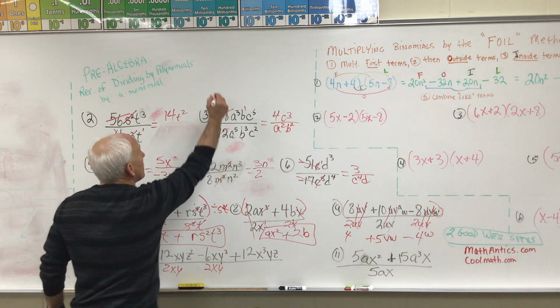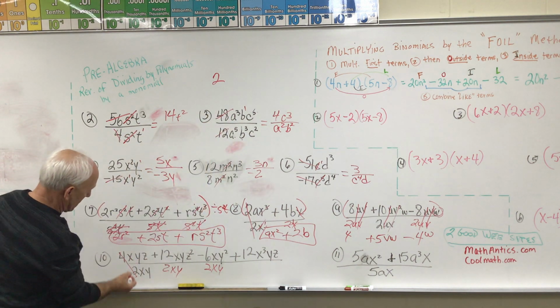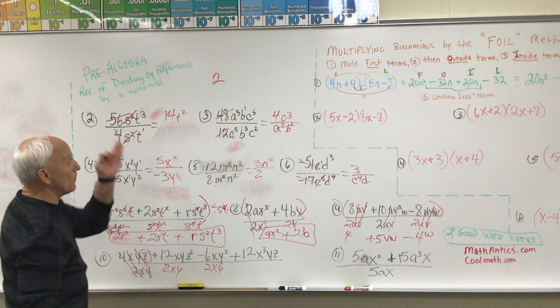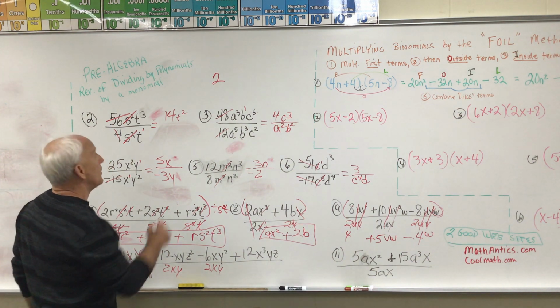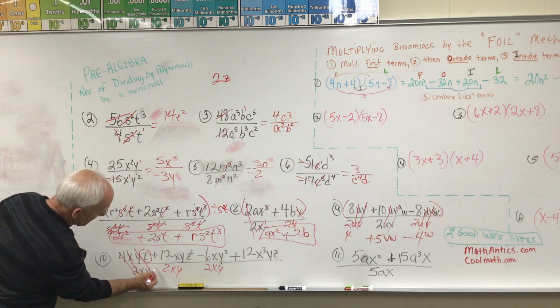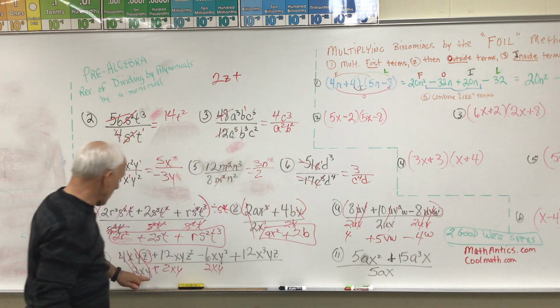2 into 2. That's going to be 2. X into x, y into y. What should I put next to the 2? You're right, the z. All right, what's the operational sign there? Okay. Now let's try the next one.